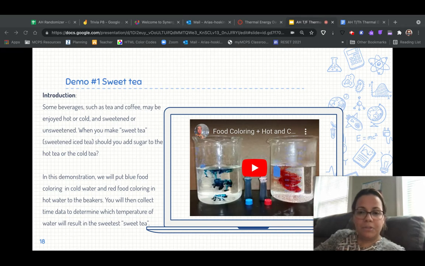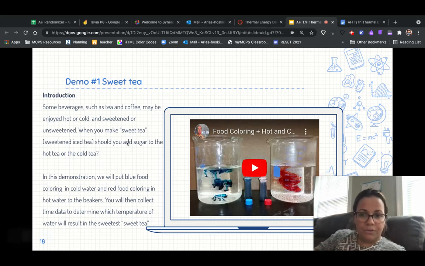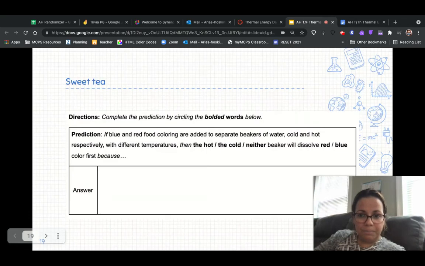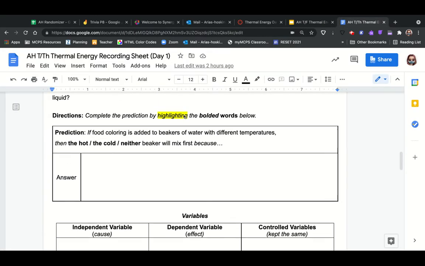So basically in this demonstration, we will put blue food coloring in cold water and red food coloring in hot water, cold water for the blue and red food coloring for the hot, in the beakers. You will then collect time data to determine which temperature of water will result in the sweetest sweet tea. I'm not going to show you the video first. What I'm going to do is continue here because you have to actually complete the prediction first.